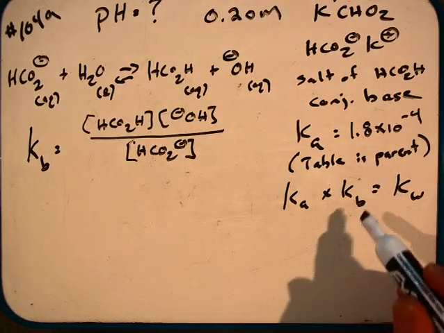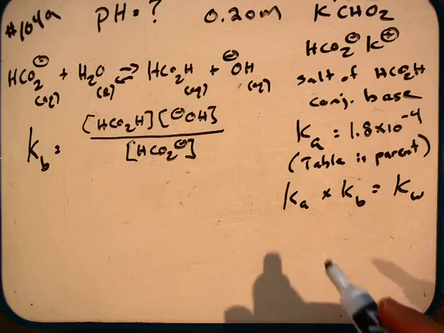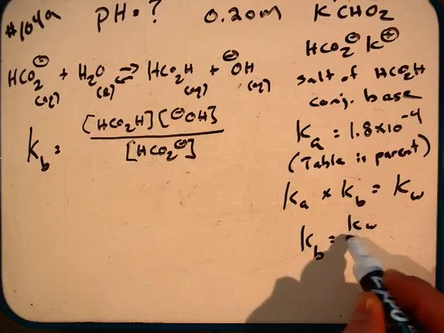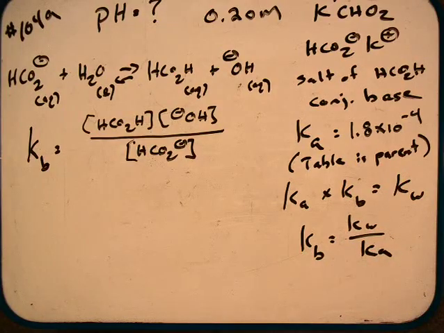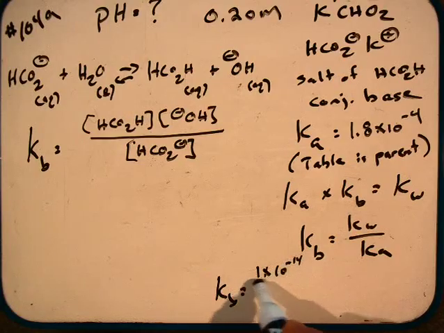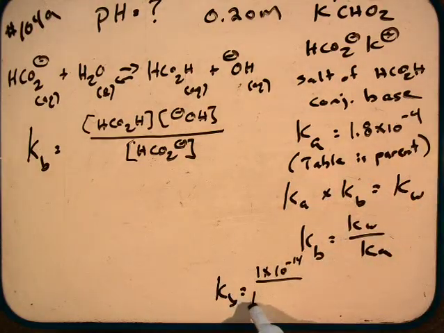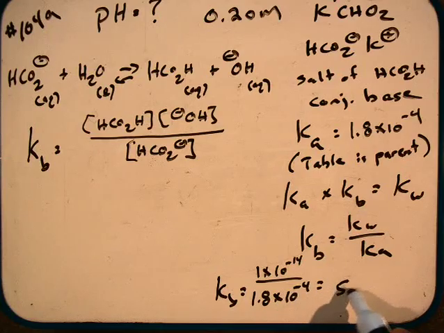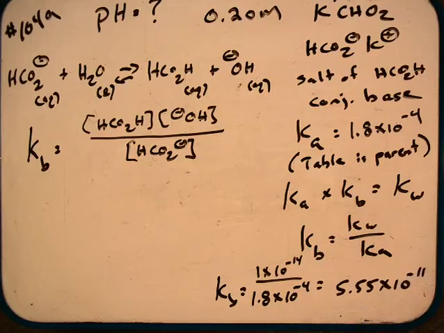And so we have to use this equation, Ka times Kb equals Kw, in order to rearrange and solve for the Kb of the conjugate. And so that means our Kb is going to be equal to 1 times 10 to the negative 14th over what we got from the table for the parent, 1.8 times 10 to the negative fourth, and that gives us a value of 5.55 times 10 to the negative 11. So that is our Kb that we're going to use over here.